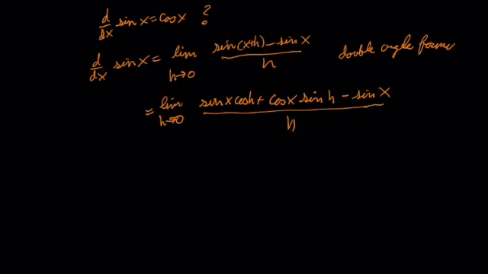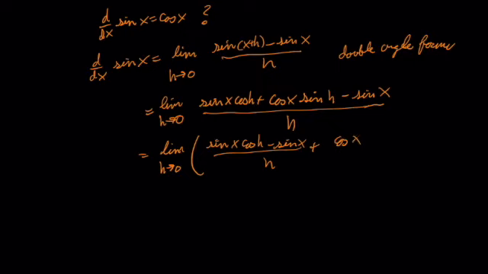And what I can do is break this up into a couple of different pieces by grouping my terms differently. I can have sine of x cosine h minus sine of x over h, plus, all I'm doing is grouping my terms and breaking this apart into a fraction, cosine x sine h all over h. Now, why did I do this? Well, I can factor out a sine on this side now.